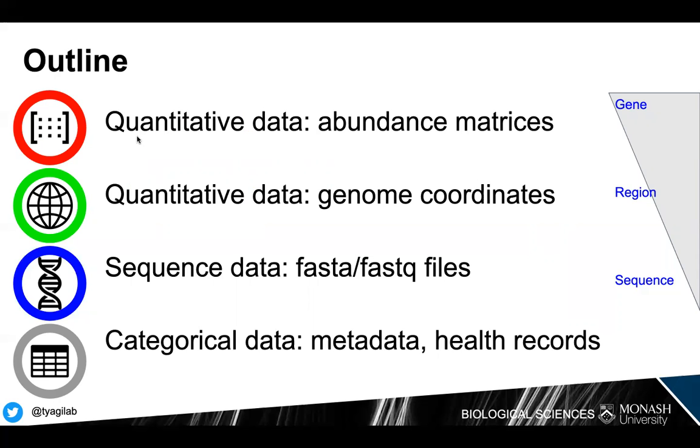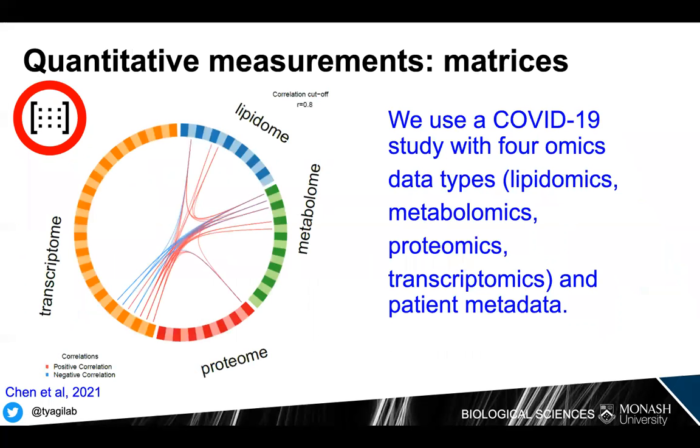So we have quantitative data in the form of abundance matrices, quantitative data in the form of genome coordinates, sequence data in the form of raw FASTA or FASTQ files, and categorical data or metadata, including patient health records. The first data type is quantitative measurements in the form of matrices. These are very common, for example, in transcriptomics data, which are shown in count tables or adjusted count tables.